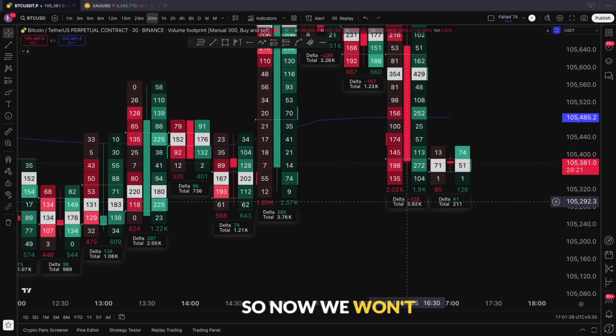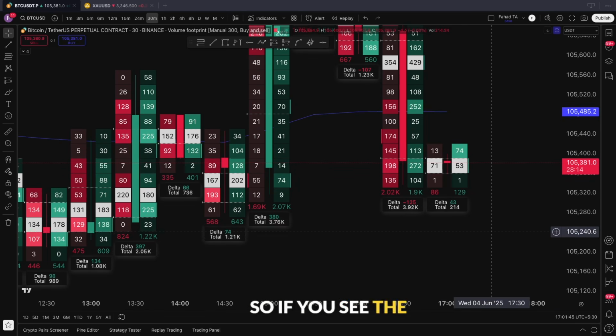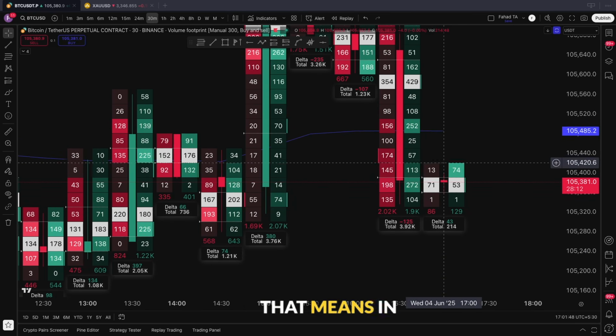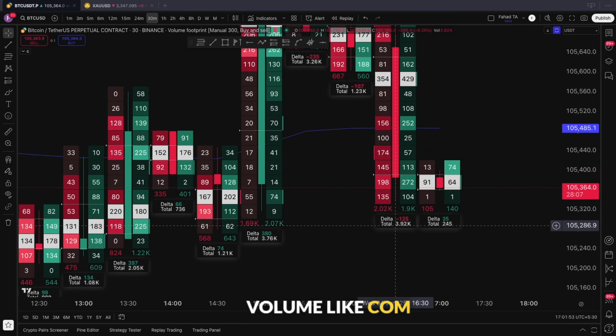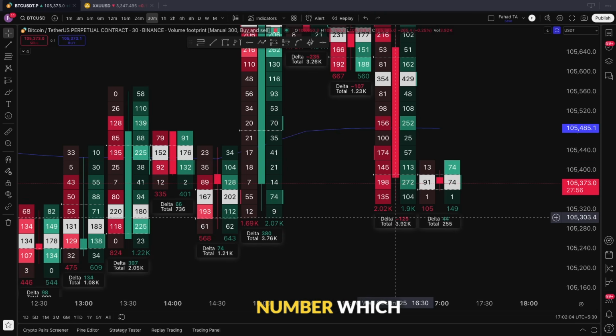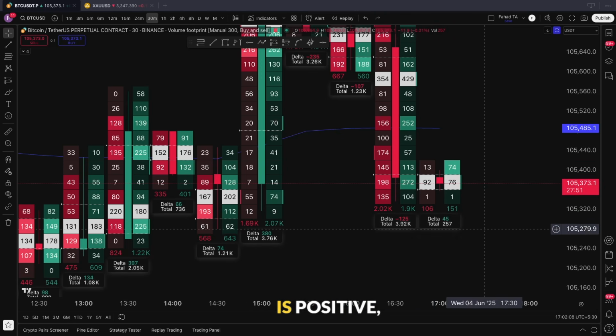Now we won't get into the significance of bigger or smaller numbers, but we'll just try to understand what these numbers are. The total is 3.92K, which means in this particular 30-minute candle, this was the total volume, a combination of buying, selling, everything. This was the total volume, 3.92K. But the delta is the difference between buyers and sellers. So if you see a number which is negative, that means there are a lot more sellers. But if the number is positive, that means there are more buyers than sellers.